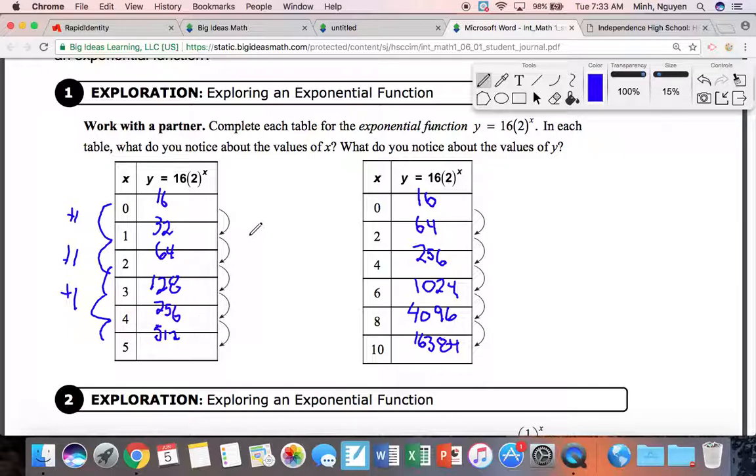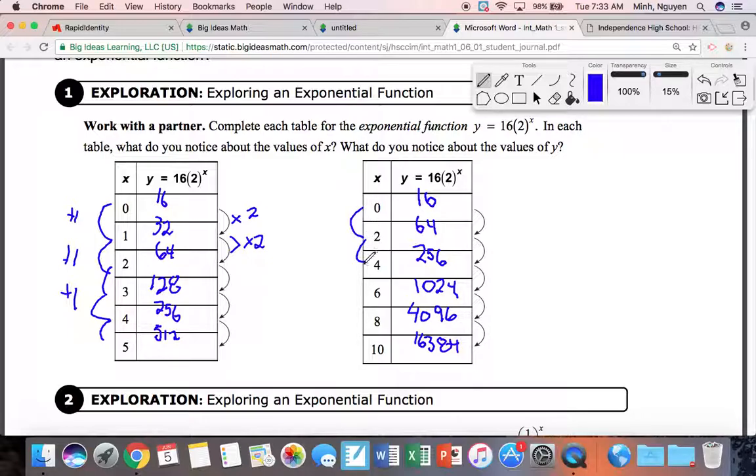I'll give you one more second to look at this before I tell you what's happening. What do you do from 16 to go to 32? What do you do from 32 to 64? If you're saying, oh, you add the same number to itself, you're right. Another way of saying that is that you're just multiplying by 2. 16 times 2, 32 times 2, and so on and so forth.